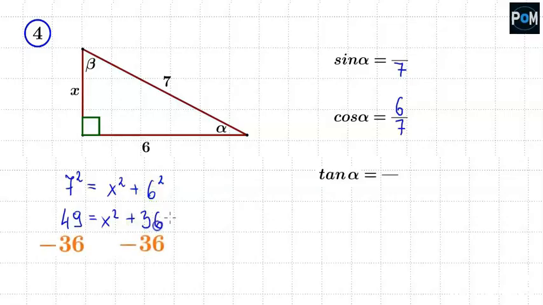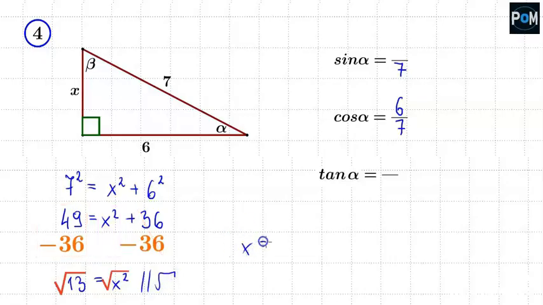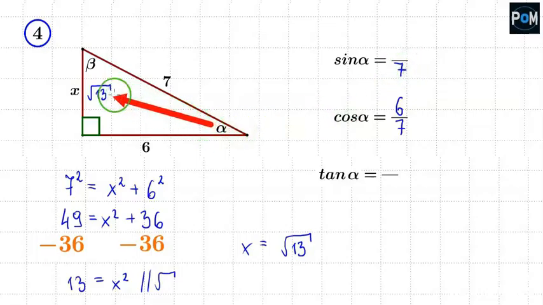Now we need to subtract 36 from both sides of this equation so that the number 36 disappears from here. After subtracting, I get 13, that equals x squared. After taking the square root, x is equal to the square root of 13. We already know that x is exactly that much. Now we can complete what sine is. Sine shoots like an arrow, so we end up here. The square root of 13 goes to the numerator, and that's all that needs to be done.